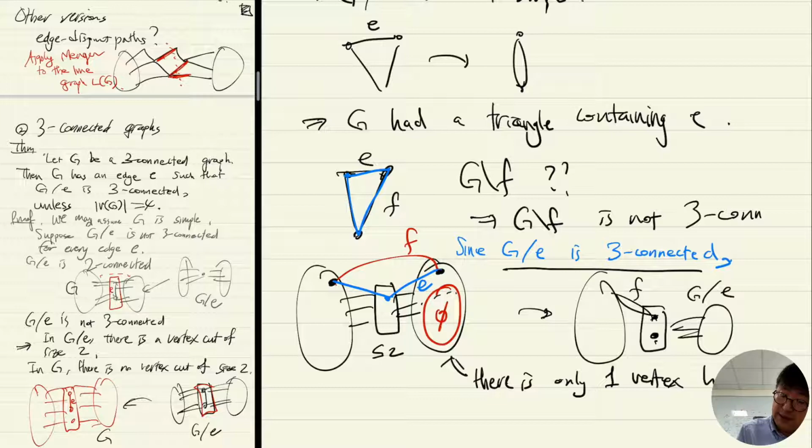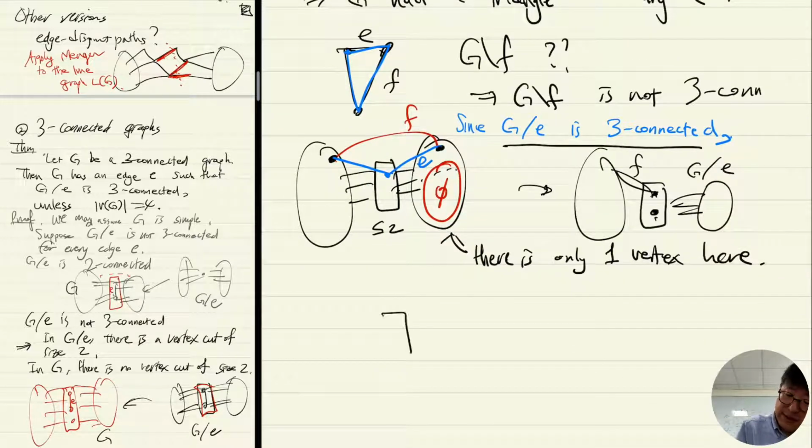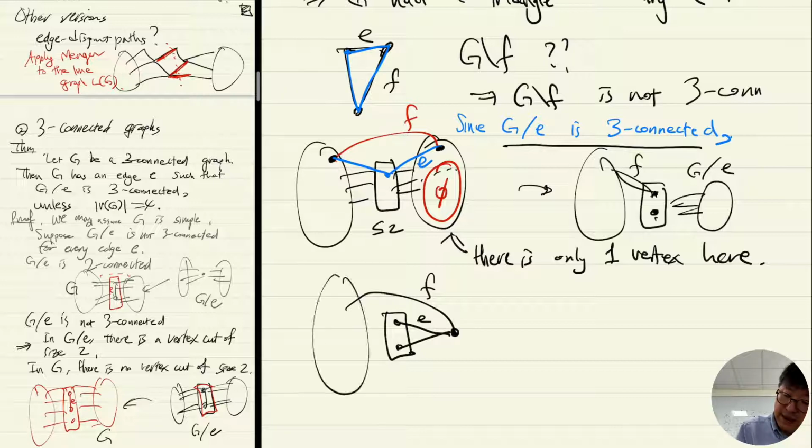Okay, so that means the graph is actually like this. You have one vertex, F, and then here's E, right? Okay, and then let's choose this edge. So this is the beginning of the proof.